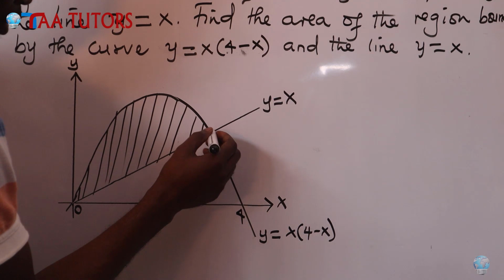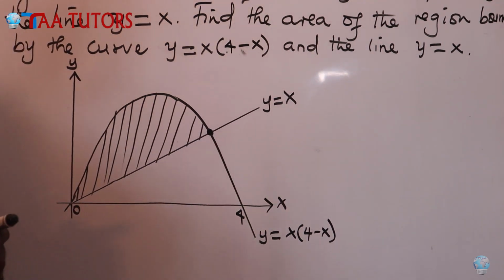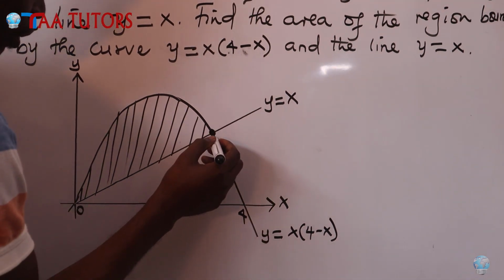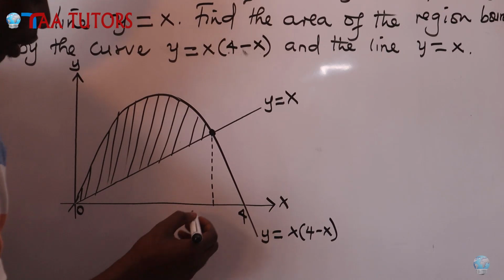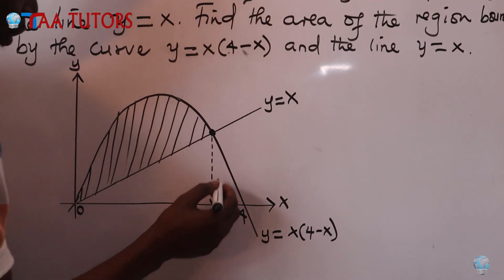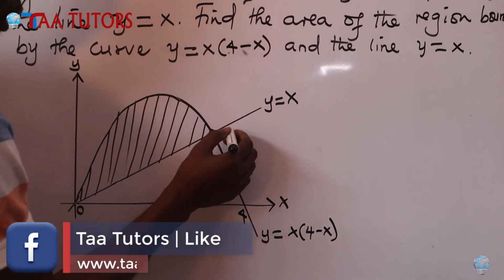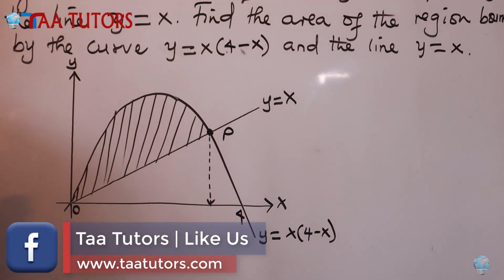It is very important for us to determine the coordinate of that part, because it is from that coordinate we are going to find the limits of this particular working out. So if I drop a straight line coming here, and let's say this coordinate here may be coordinate P, assuming. So that's our coordinate P.